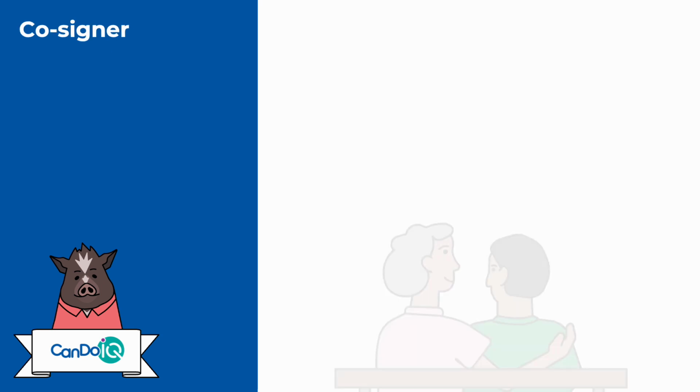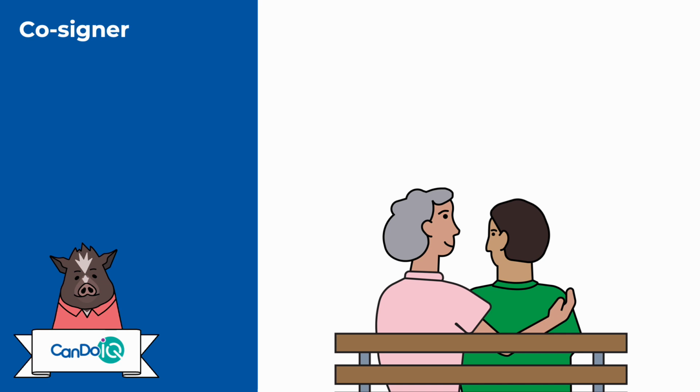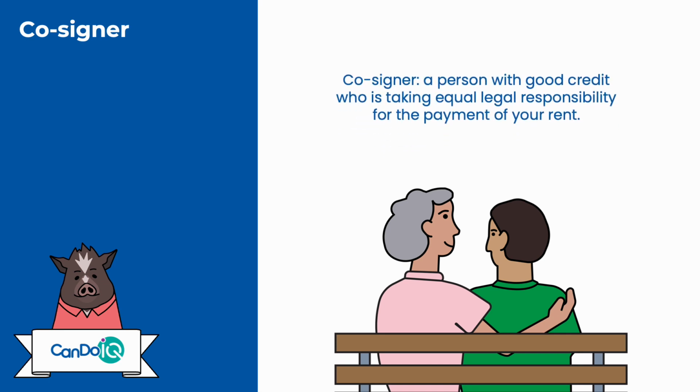Step 5. Would you need a cosigner? If you know that your credit history is weak and you might not look good to a landlord, you might want to consider getting a cosigner or guarantor. This is a person with good credit who is taking equal legal responsibility for the payment of your rent. This may also be necessary if it's your first time renting and you have no rental or credit history.